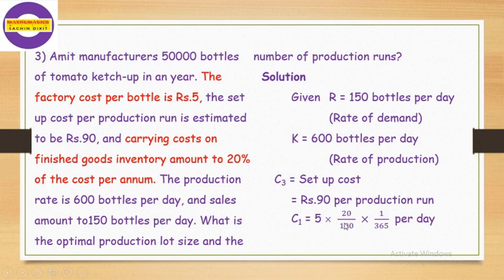We have to convert it into per day because the rate of production and rate of demand are per day. So to convert it into per day, we multiply it by 1 by 365. So we get the holding cost per day. After simplification, it gives the value of C1 as 1 upon 365. Now we know all those values R, K, C1 and C3. Now just use the formulas to find out the value of the optimum lot size and the number of production runs.